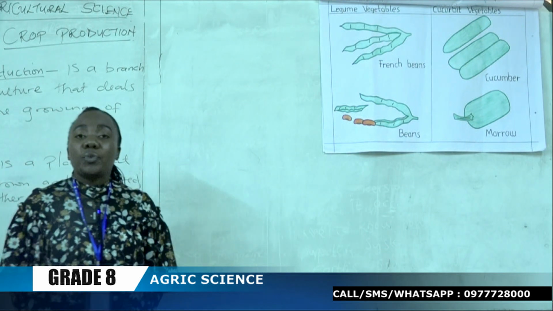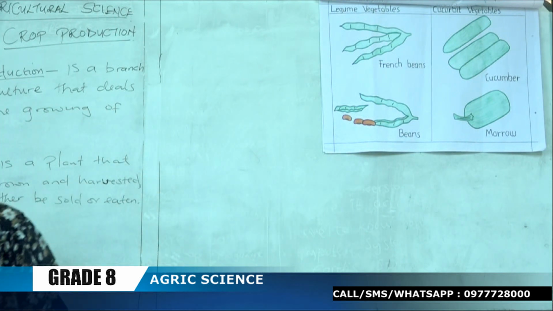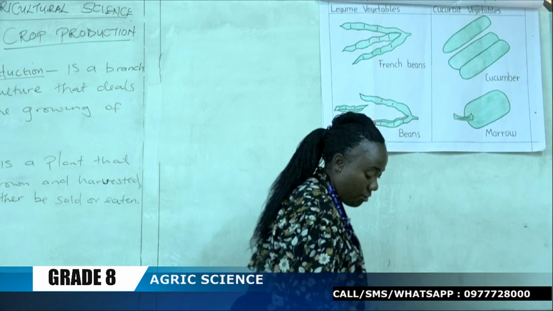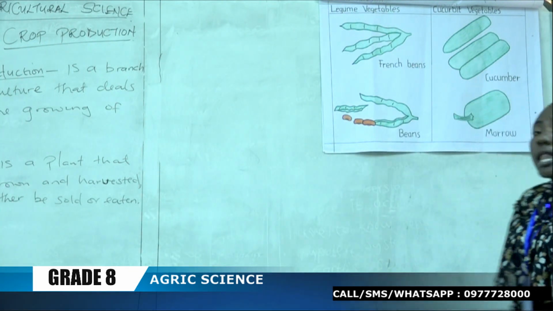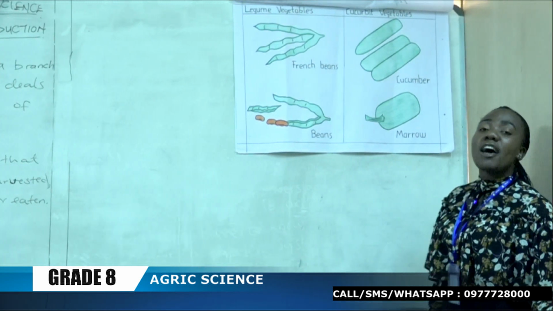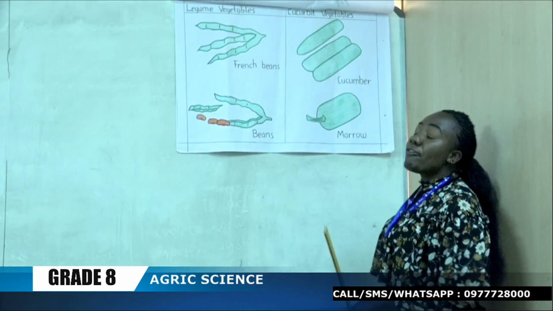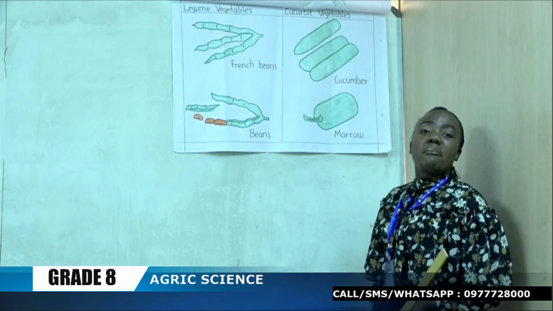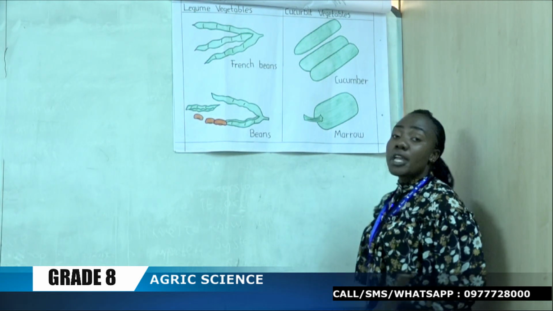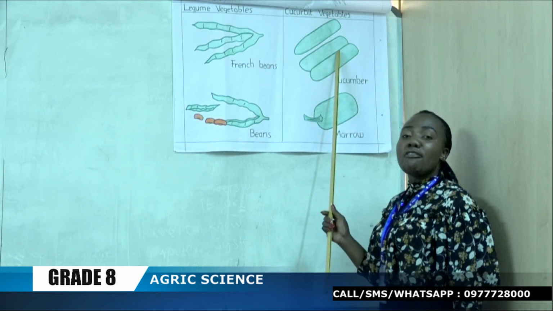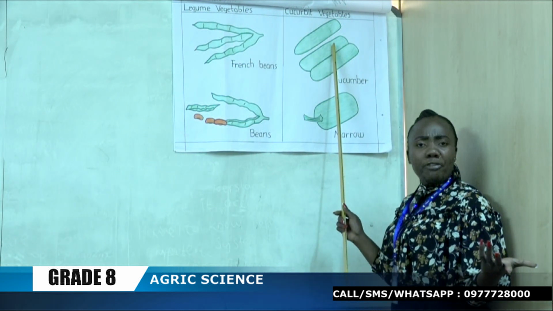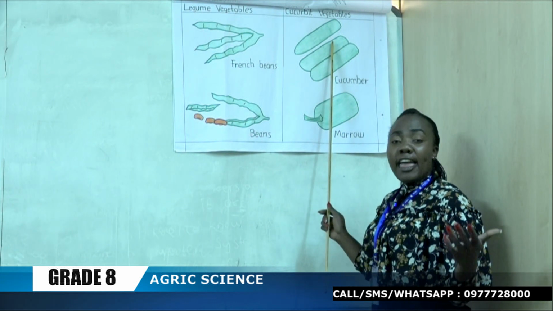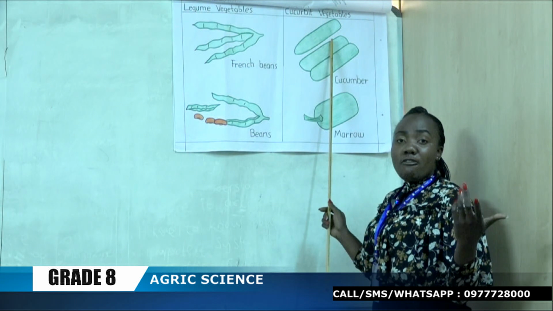Okay, are you with me? Okay, let's go to the fourth vegetable group. My fourth vegetable group is cucurbit vegetables. What do you find under cucurbit vegetables?